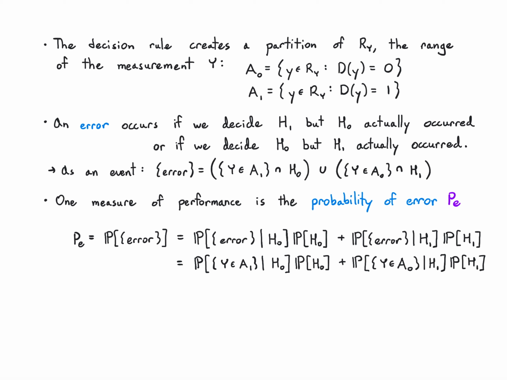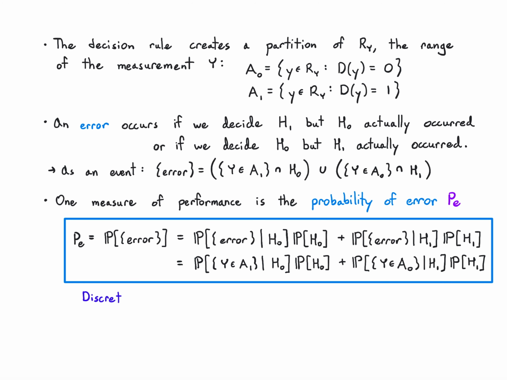So once I condition on H0 and H1, I know that the only thing that can go wrong is I fall into the other decision region. And this is one way of writing the probability of error. Okay, so this is a really important metric. In the discrete case, we can further simplify this. The probability that y falls into A1, given that H0 occurs, is just the sum of the values in the conditional PMF where y falls into A1.